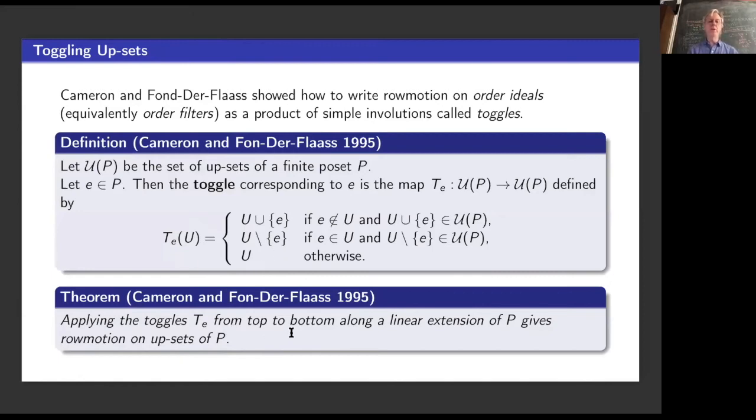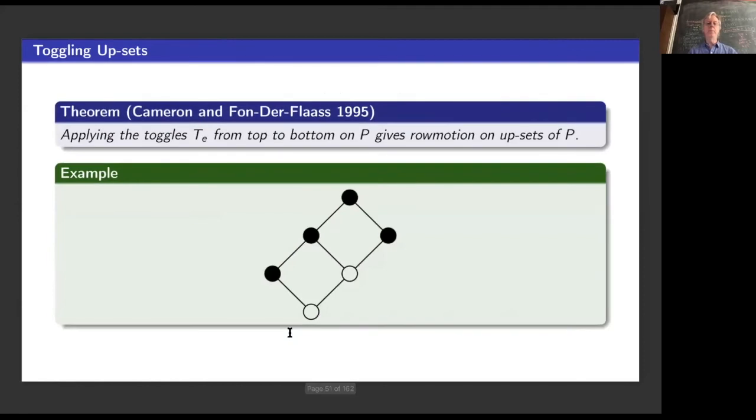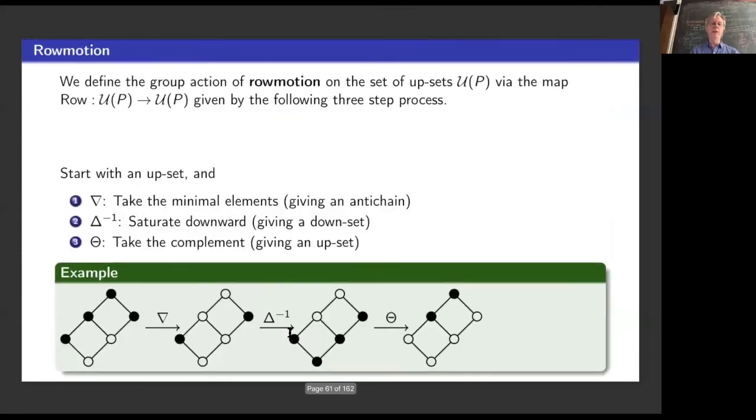Cameron and Fon-Der-Flaass showed that applying these toggles from top to bottom along a linear extension of a poset gives row motion on upsets of P. A lot of people have seen this story, so I'm going to blaze through it quickly. I'll show you the equivalent thing for anti-chains, since that's less familiar. Here you would toggle that. You can't toggle that out. You can't toggle that out. You can toggle that out. You can toggle that out. You can't toggle that in. You can't toggle that in. And that gives you the same thing as if you did the 3-step process.